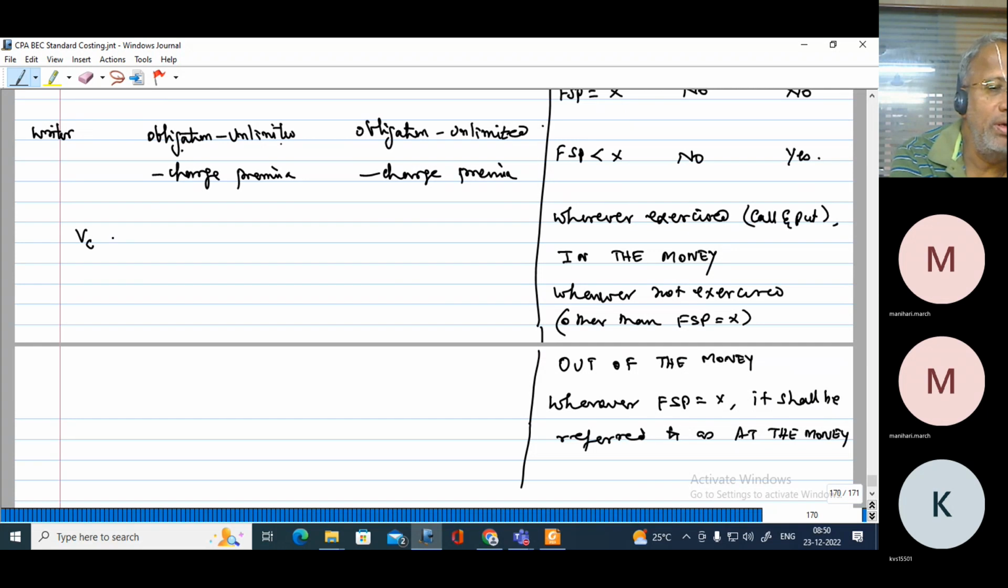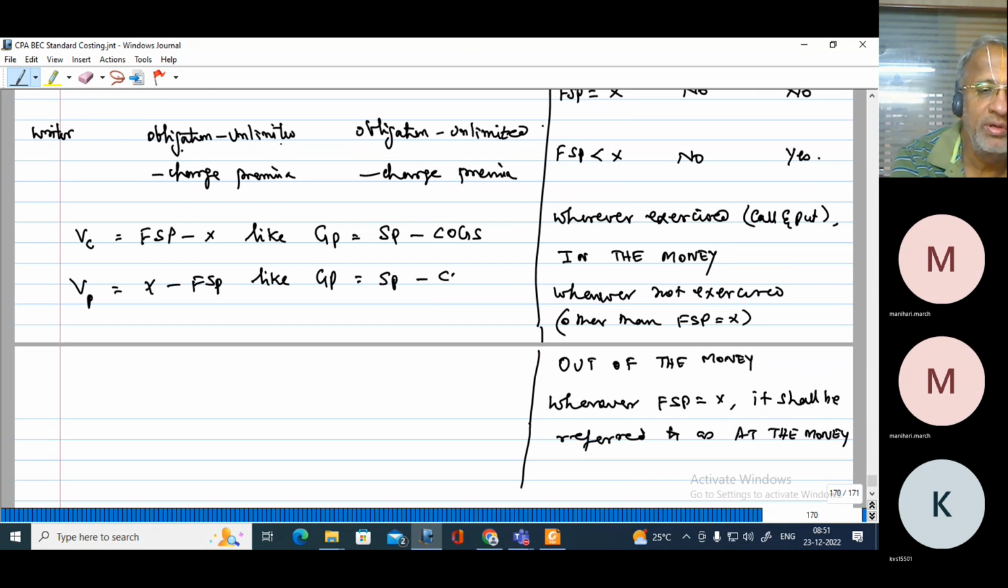And the value of the call is nothing but FSP minus exercise price. This is like a gross profit: selling price minus cost of goods sold. Value of the put is equal to exercise price minus FSP. Same thing, like GP is equal to selling price minus cost of goods sold. In the case of a call option, exercise price is the cost of goods sold. In the case of a put, exercise price refers to selling price.